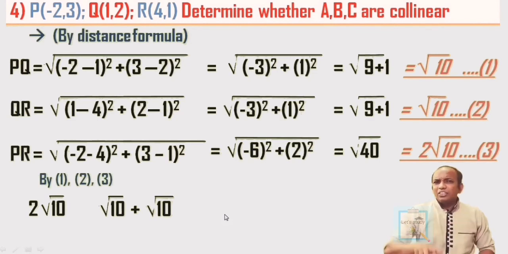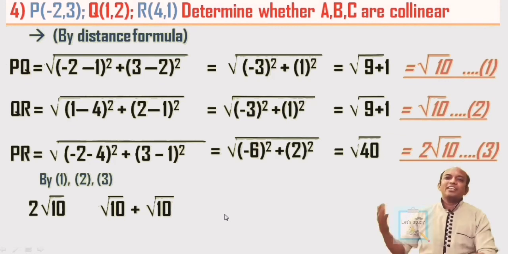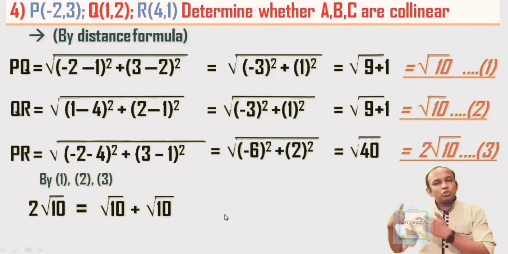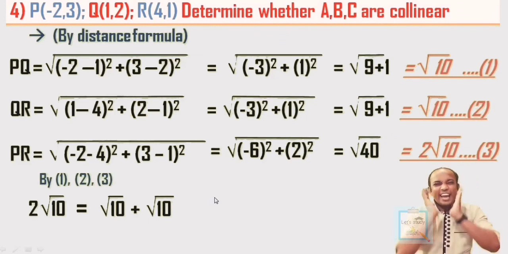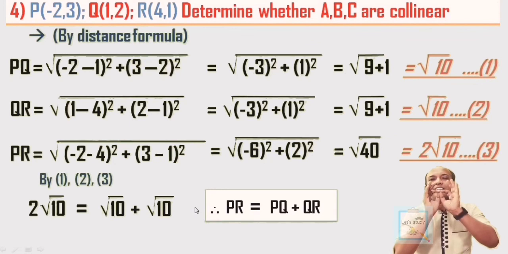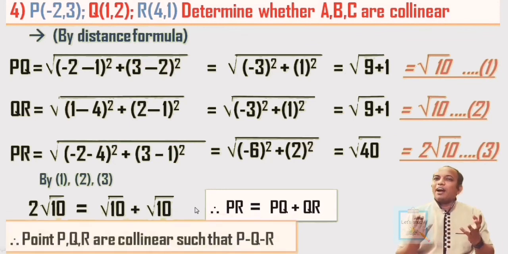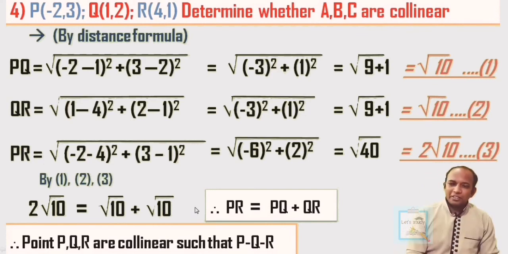The moment you add these, of course root 10 plus root 10, you get the answer 2 root 10, and that is equal to the biggest number, that is 2 root 10 for the value of PR, and hence we can say PR equals PQ plus QR. And in this manner, by using the property of betweenness, points P, Q, R are collinear.